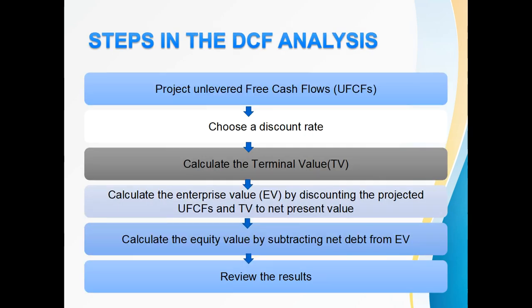Now let's look at the steps involved in the discounted cash flow analysis. First is the projected unlevered free cash flows. Then you have to choose a discount rate. You have to calculate the terminal value. Then after that, we calculate the enterprise value by discounting the projected unlevered free cash flows and the terminal value to the net present value. Next, we calculate the equity value by subtracting the net debt from the enterprise value. Then we review the results.